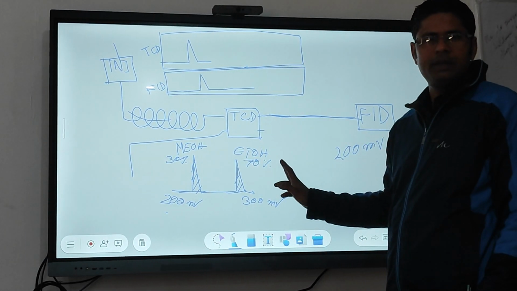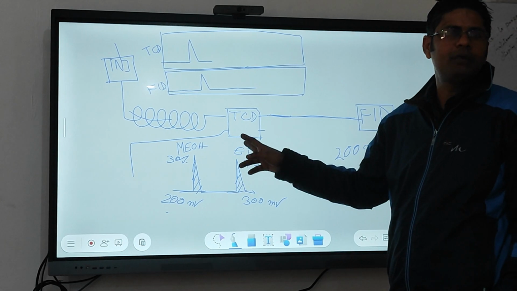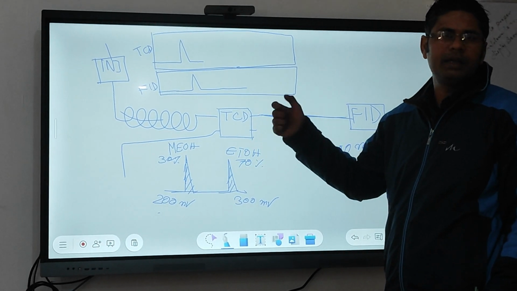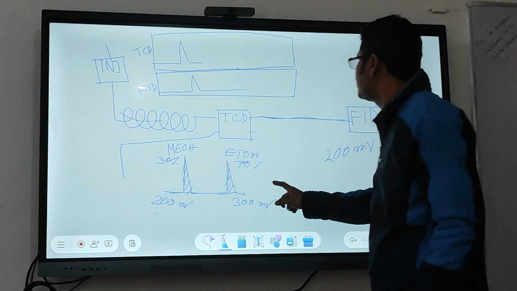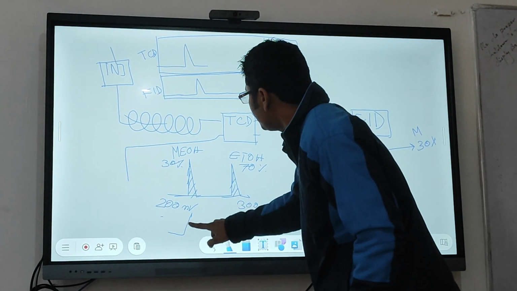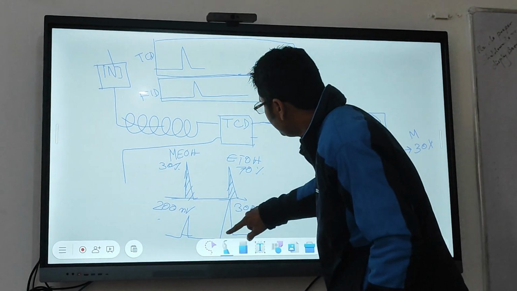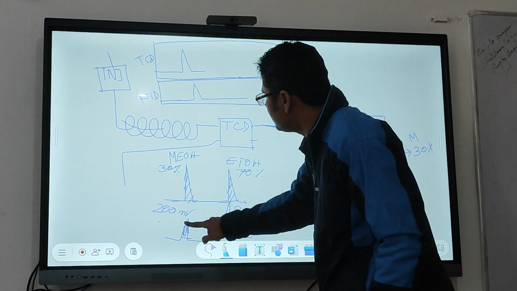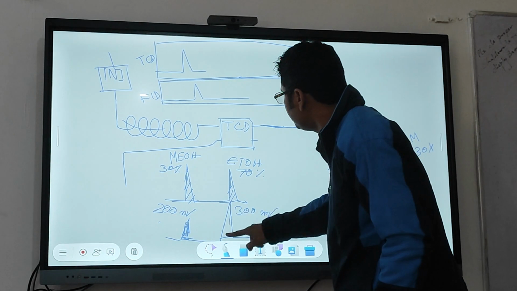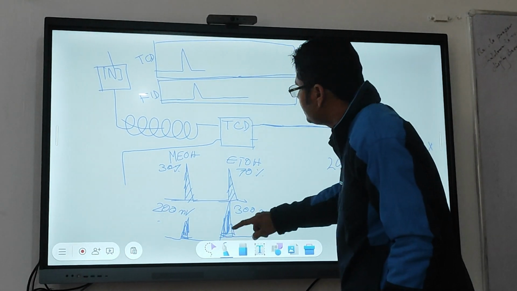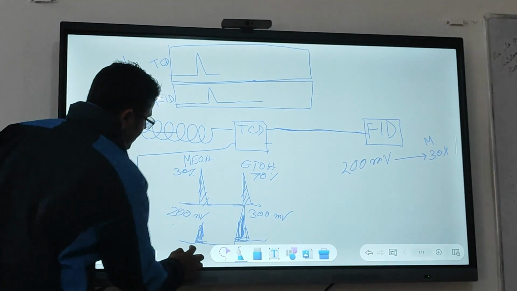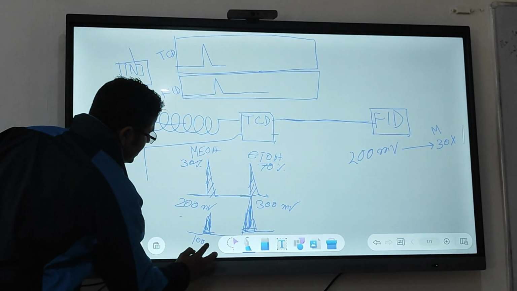Definitely you will get two peaks, because it is a mixture of two hydrocarbons and you are injecting it. This time you will get a small peak and a large peak. Again you will get an area, and you can see that area in the software. This time the area is 100 millivolt.